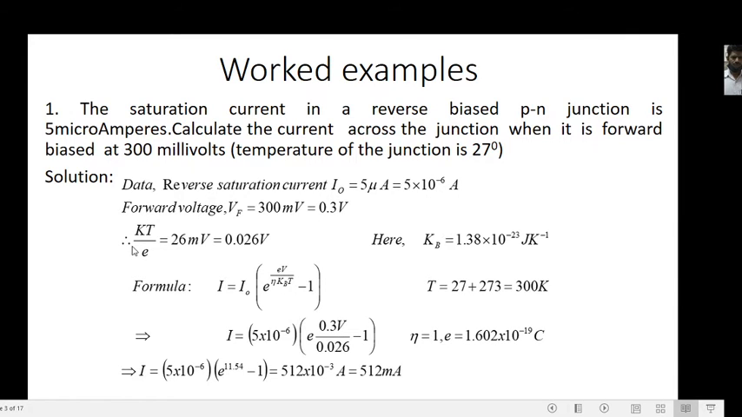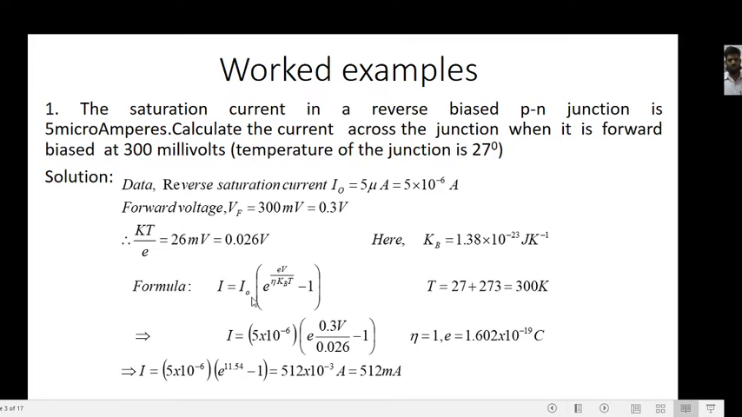Therefore kT by e is equal to 26 millivolts, where k is the Boltzmann's constant, T is the absolute temperature and e is the charge of the electron. If we substitute the values, we get 26 millivolts, that is equal to 0.026 volts. Here kB, the Boltzmann's constant, is 1.38 into 10 power minus 23 joules per Kelvin. T is equal to 27 plus 273, that is 300 K.